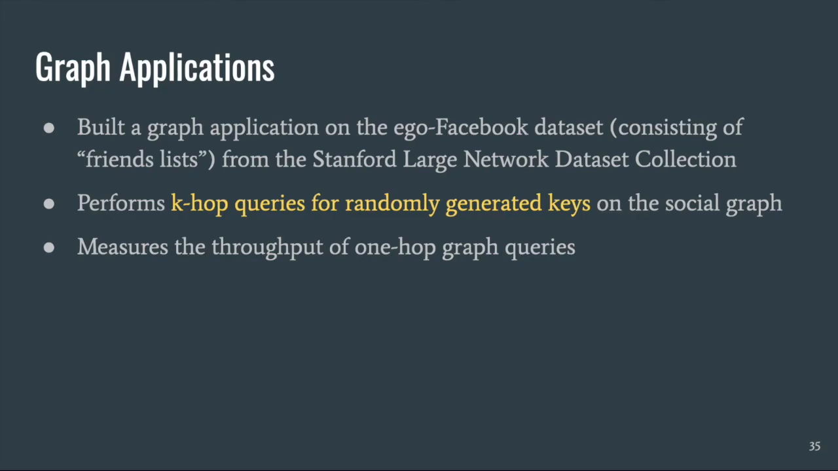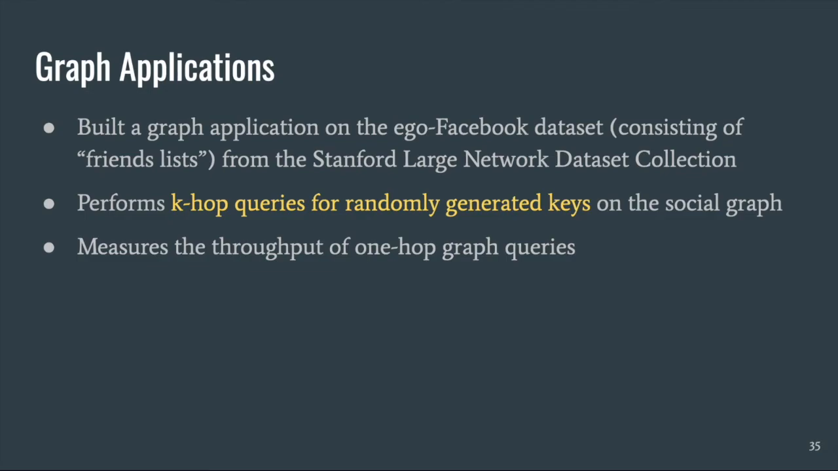To evaluate Shredder with a more realistic workload, the researchers built a graph application on the Ego Facebook dataset from the Stanford Large Network Dataset Collection. It consists of a friends list dataset. The dataset is stored as key value pairs where keys are IDs identifying a person, and the value is an array of IDs representing the friend list of that person.